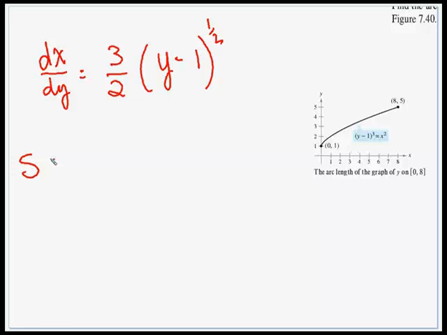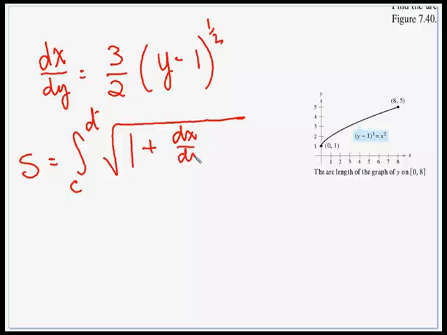So our formula is the arc length S equals the integral from C to D, because this time we are with respect to y now. In that formula they did use C and D there, of radical 1 plus our derivative dx/dy, that derivative quantity squared dy.